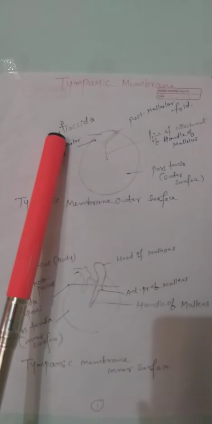It is the outer surface. The outer surface has two distinct parts: the pars flaccida and the pars tensa. Pars flaccida, pars tensa is here, and there is a line of attachment. The line of attachment can be seen.